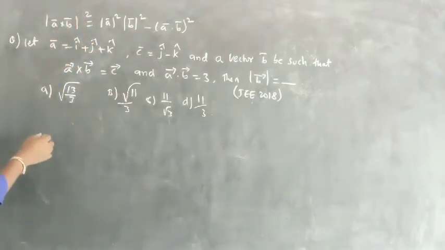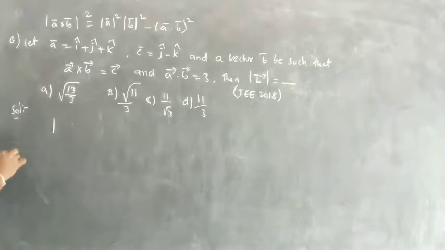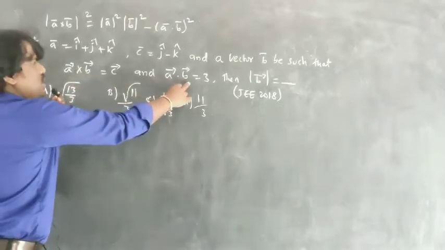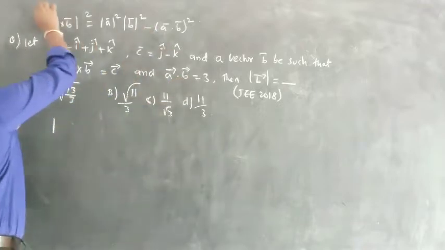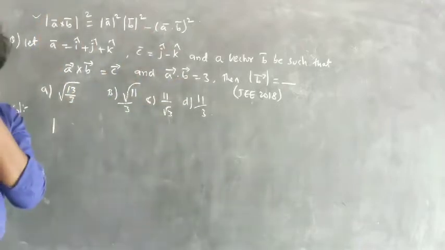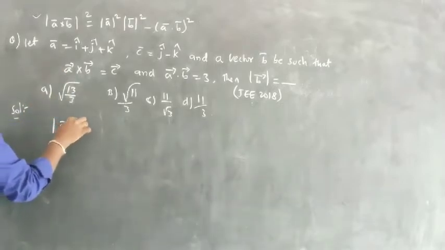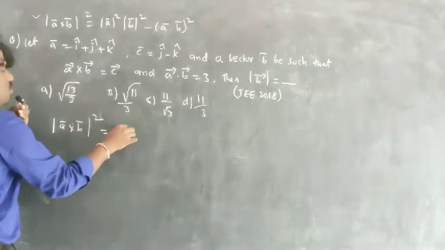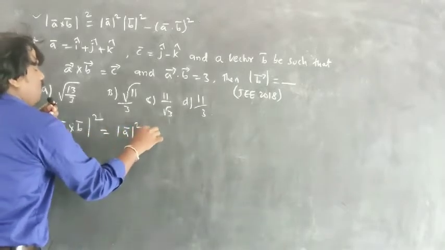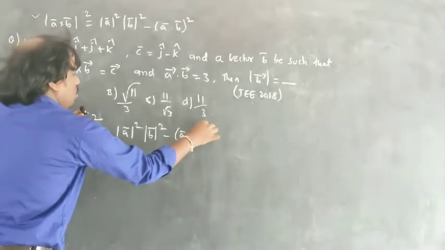Let us apply the rule which I have. Why am I taking this one? See here, cross is involved, dot is involved in the question. That means Lagrange's identity will be applied. So what is Lagrange's identity? Mod of A cross B whole square is equal to mod A square mod B square minus A dot B whole square.